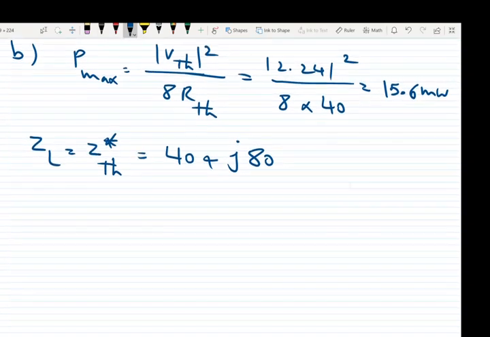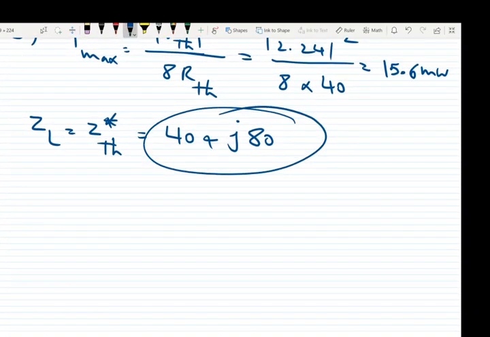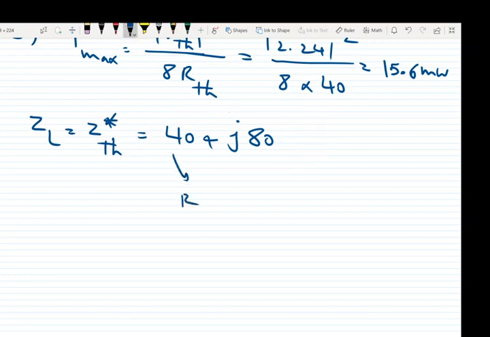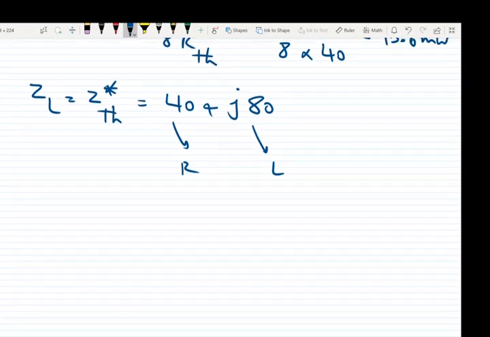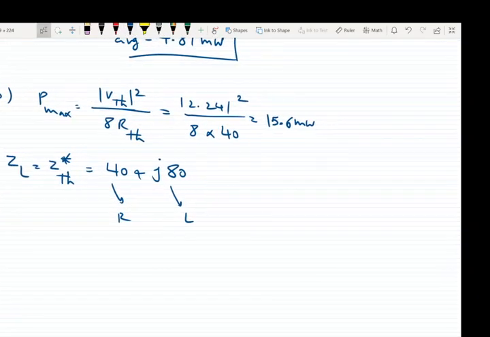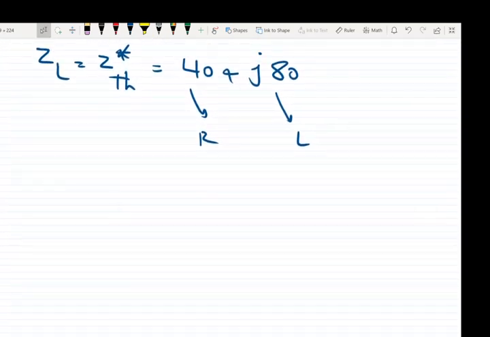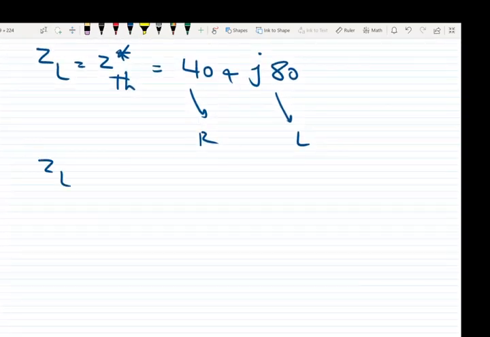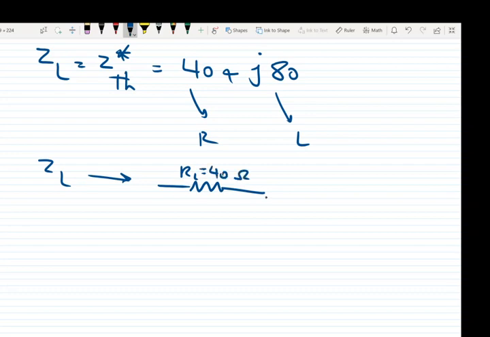Okay? And what is this circuit? It has a resistor and it has an inductor, because the reactance is positive. So ZL should be a resistor with a value of 40 ohms and an inductor with the value of J80.